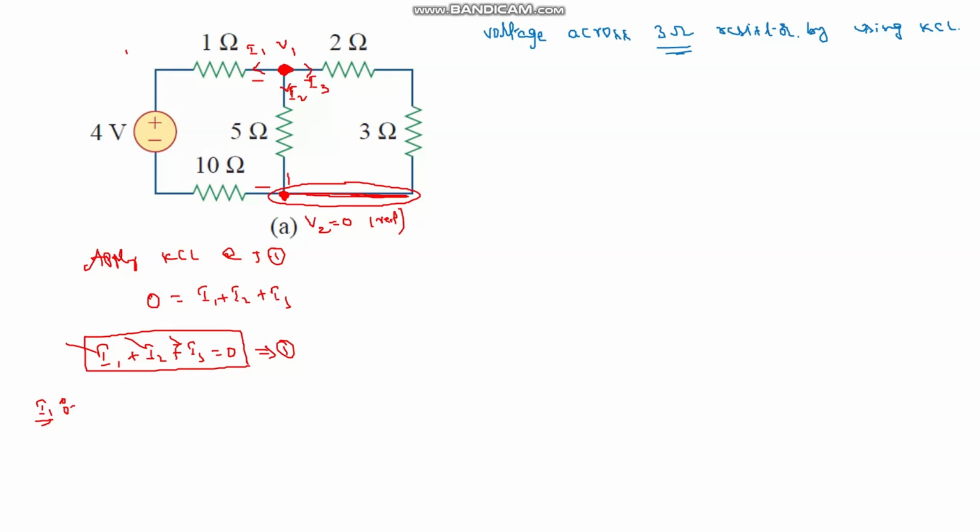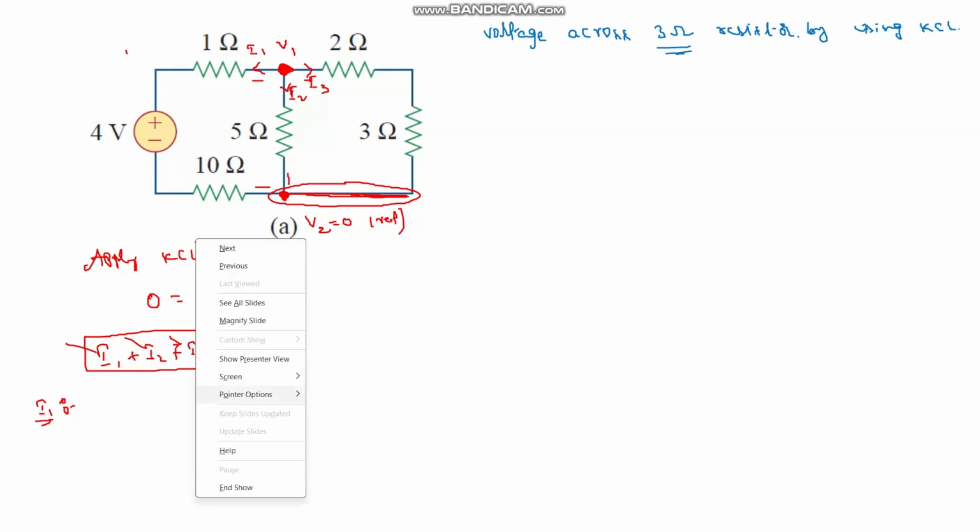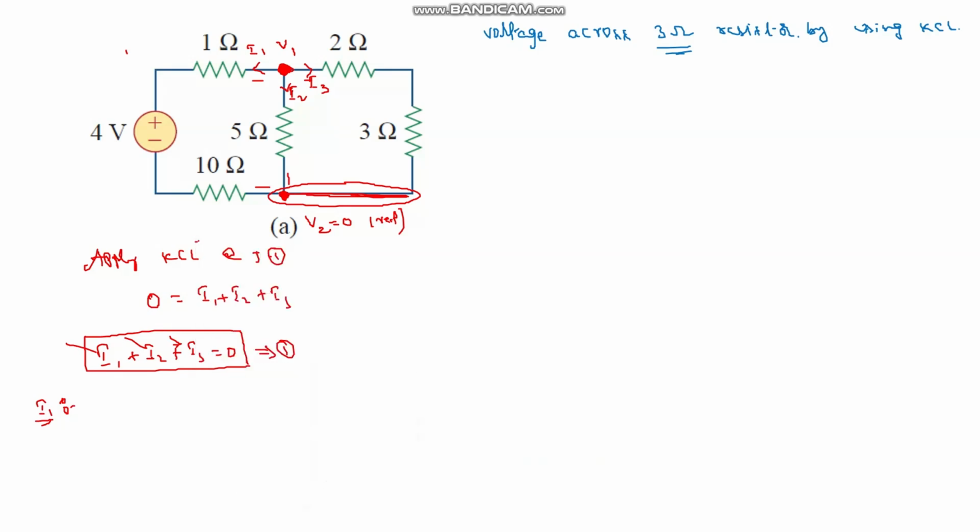Here I1 is nothing but the current passing from junction V1 to V2 through the 1 ohm resistance, 4 volt voltage source, and 10 ohm resistance. Draw that path as it is without any change. There is a 1 ohm resistor, the voltage source, and a 10 ohm resistor. This is the 1 ohm resistor, 10 ohm resistor, 4 volt source, and this is V1 and this is V2.